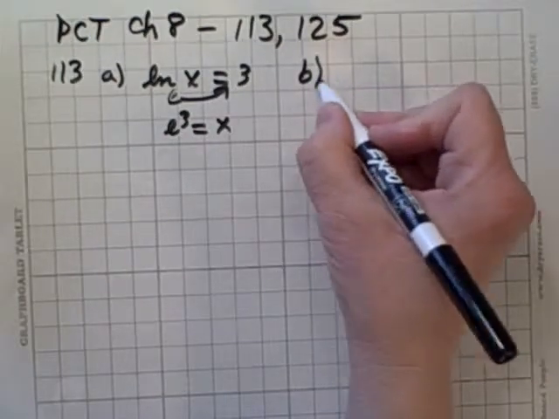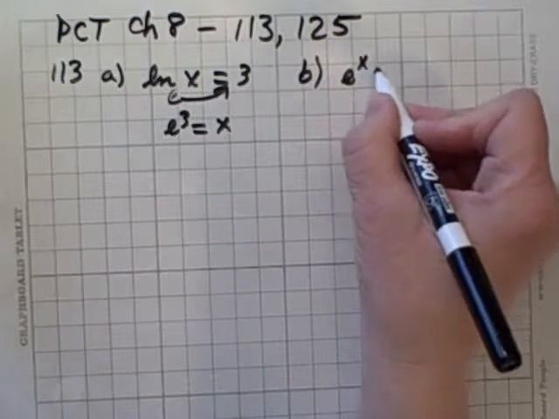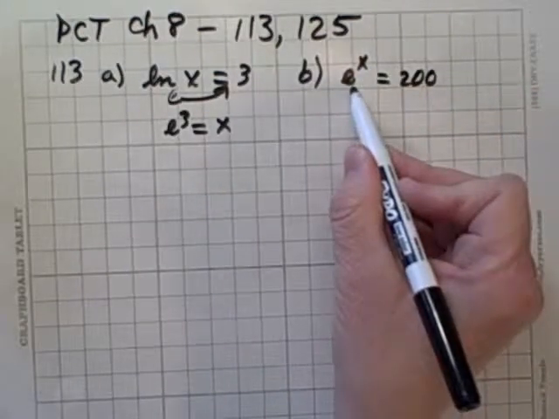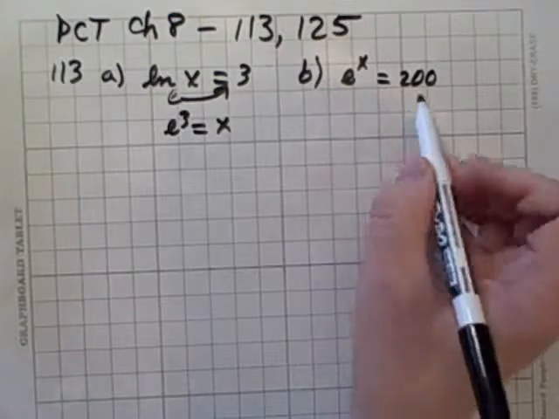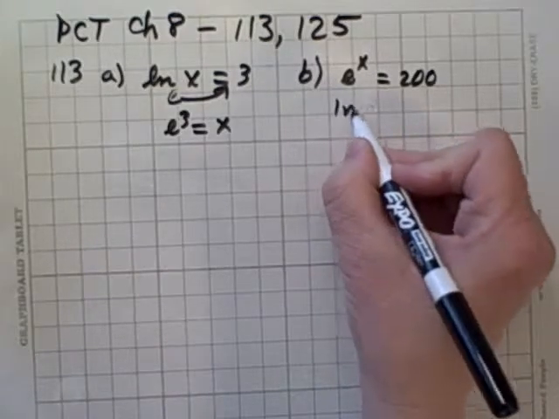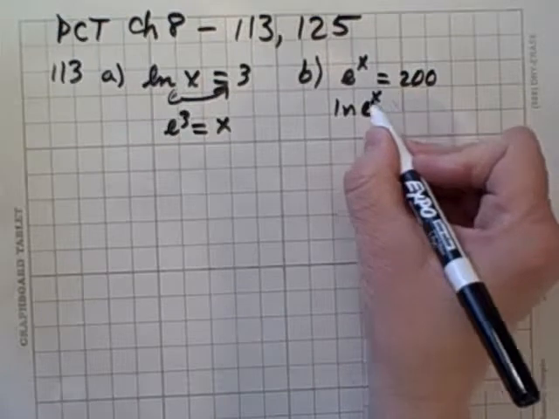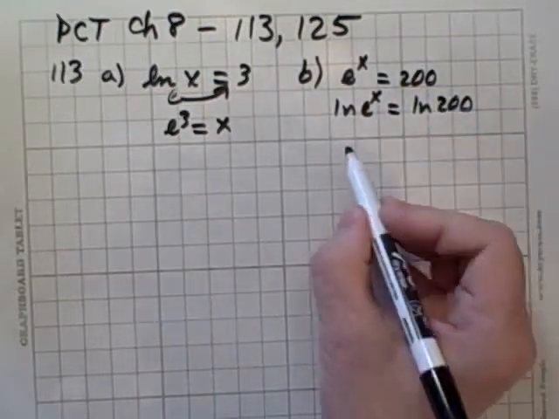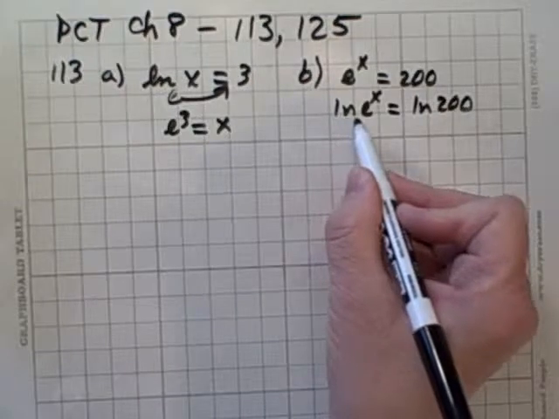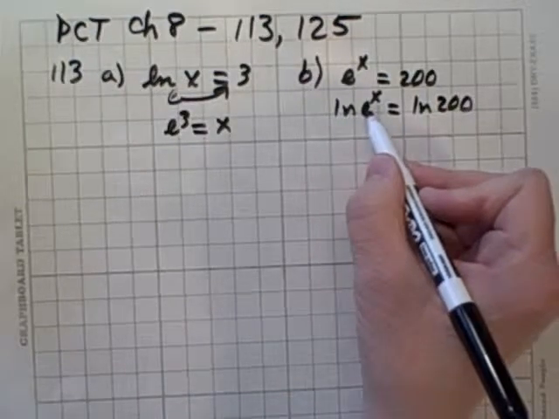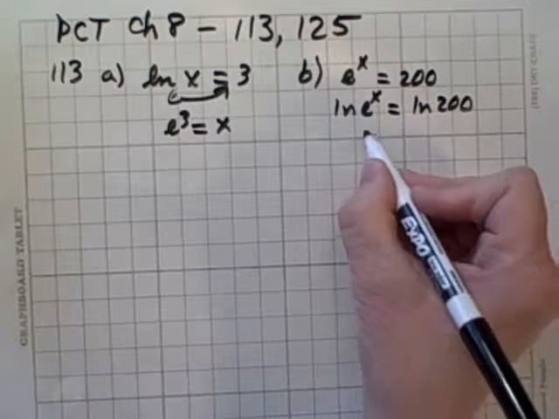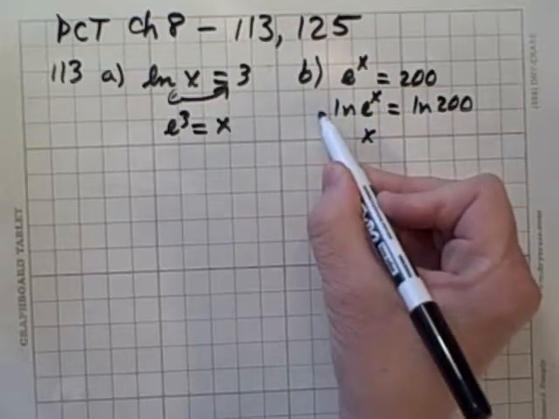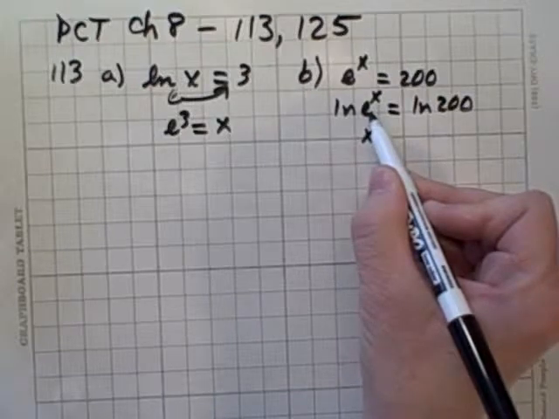In part B, e to the x is 200. So since we have a base e, we would use the natural log, and we take the natural log of both sides. Natural log is a log base e and an exponential base e. They cancel and we simply get x. You can also think of it as bringing x out in front, and the natural log of e is simply 1.